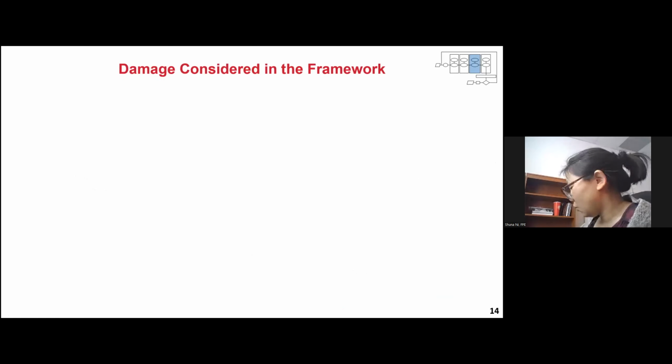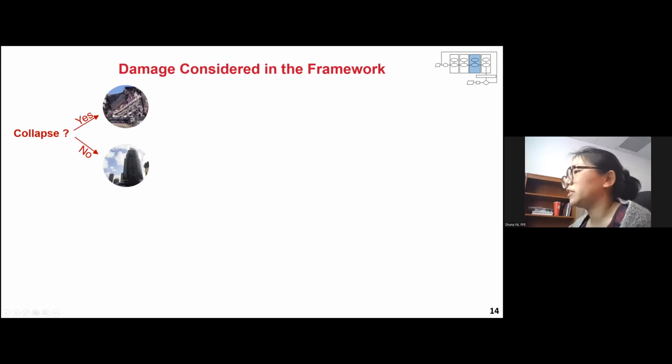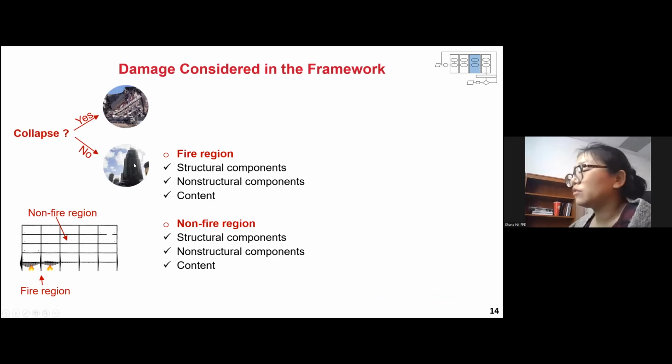So what type of damage have we considered in the framework? We consider two scenarios, collapse and non-collapse. If the building does not collapse, we consider the fire damage in the fire region and also in the non-fire regions. If the fire happens in these areas, those rooms will be exposed to fire directly, but the other part is non-fire regions. But the non-fire region does not mean it does not have fire damage.